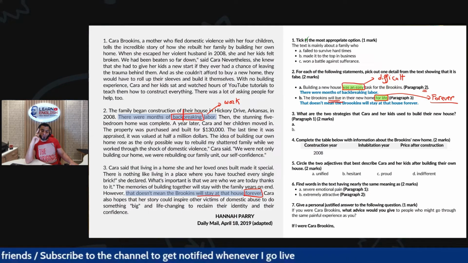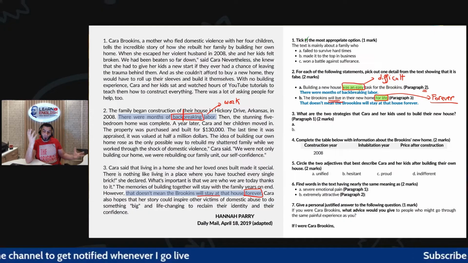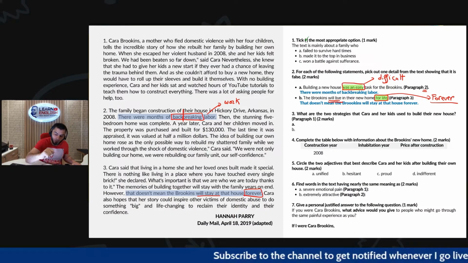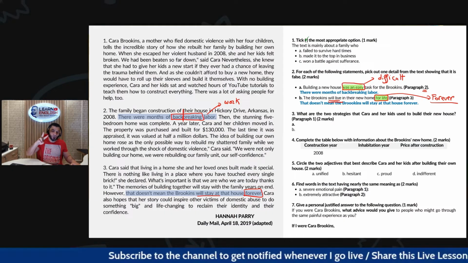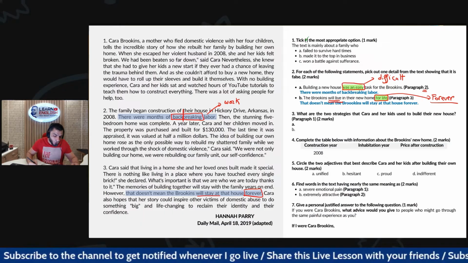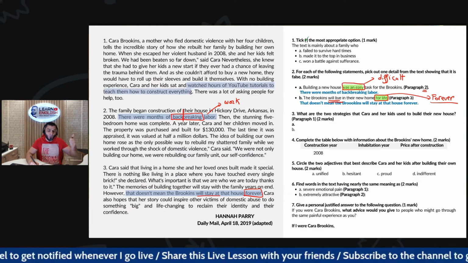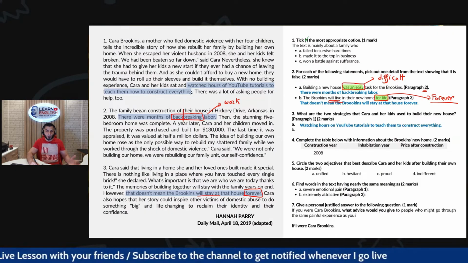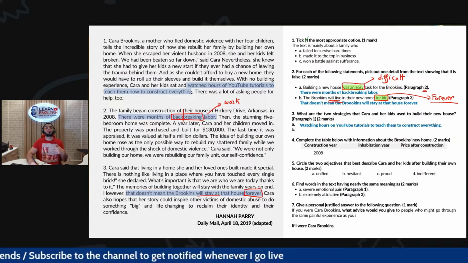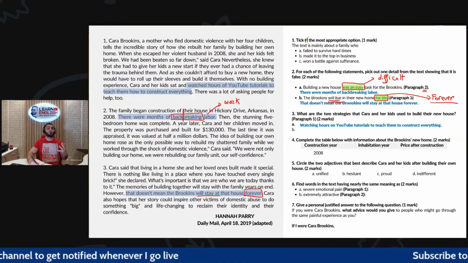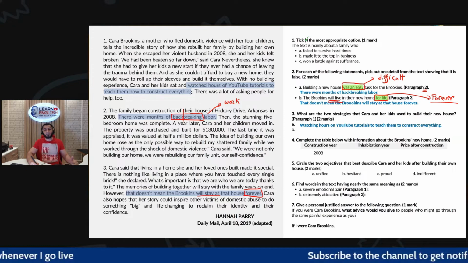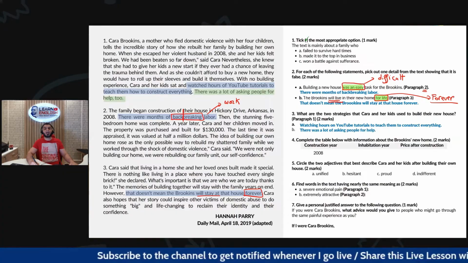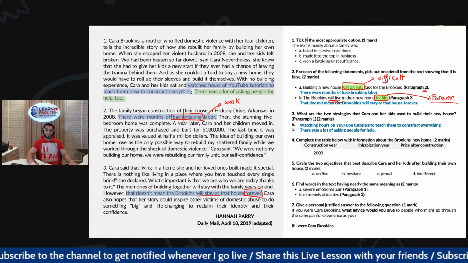The third question: what are the two strategies that Kara and her kids used to build their new house? Let's go right away to paragraph number 1. So what are the two strategies? The two strategies are watching hours of YouTube tutorials to teach them how to construct everything. So this is how they managed to build this new house. How? Watching hours of YouTube tutorials. And the second one, asking people for help.